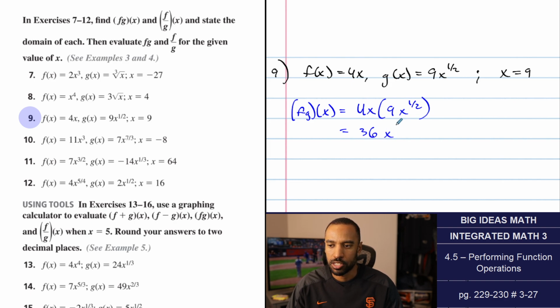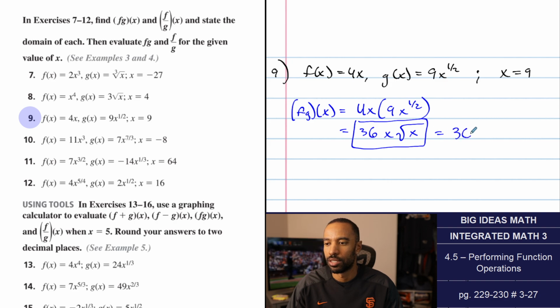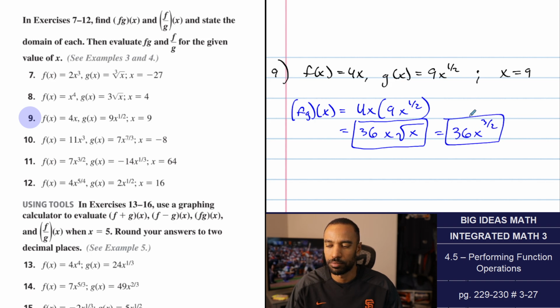x times x to the 1/2 you can write as x times square root of x. This is a good one. You could also do it as x to the 1 plus 1/2, or 1.5, or 3/2 power. That's good as well. Which do I prefer? Probably that one. For the domain, we can't take the square root of a negative, so we're saying only positives.